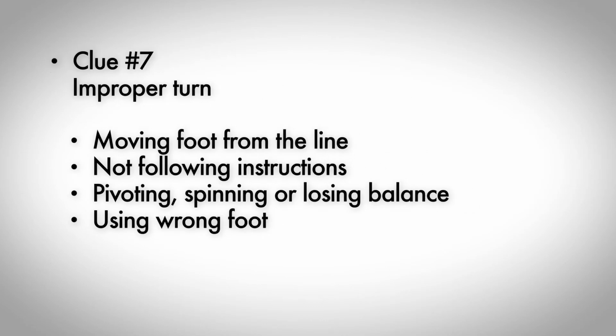An improper turn is also a validated clue. This can include the subject removing their foot from the line when turning or not following instructions. Sometimes the subject will pivot, spin, or lose their balance when turning. They may also use the wrong foot to turn. Any of these observations count as 1 clue for improper turn.